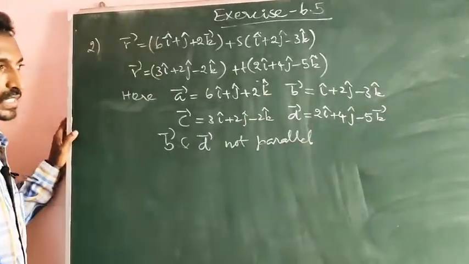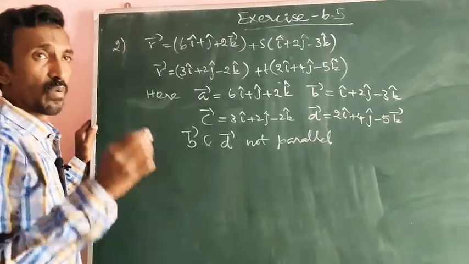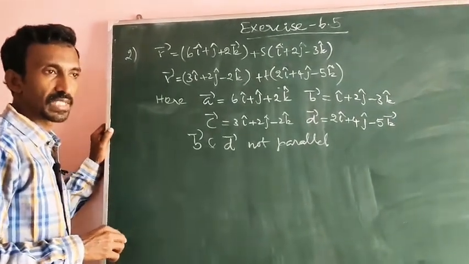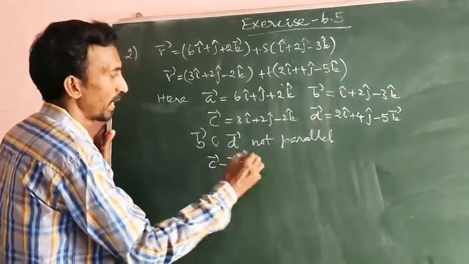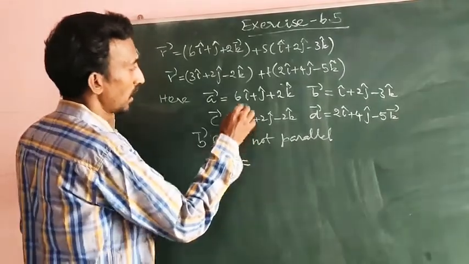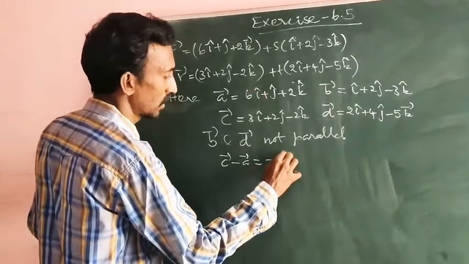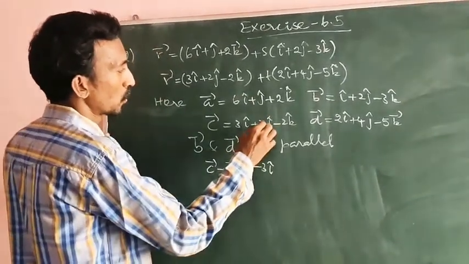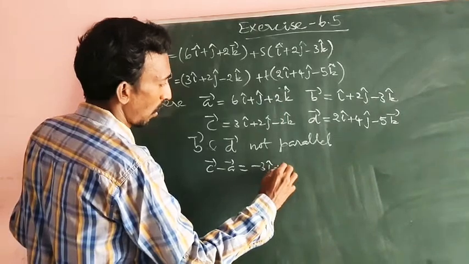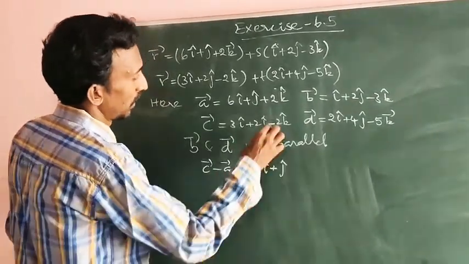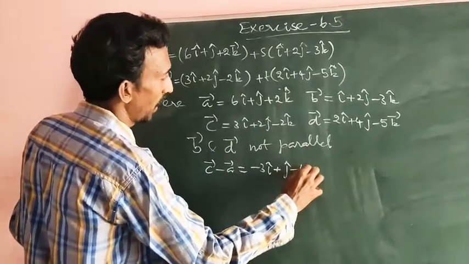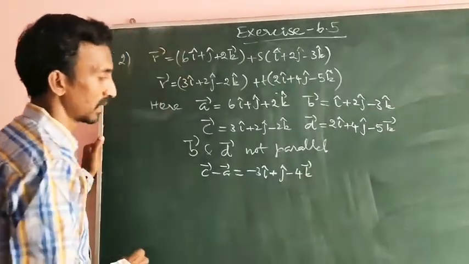Okay, so first conclusion over. Next we need to check the condition of intersection. So we need c minus a. So find out c minus a: 3 minus 6, minus 3i. Okay, 2 minus 1, so 1i, 1j. Then minus 2 minus 2, minus 4k. That is c minus a.